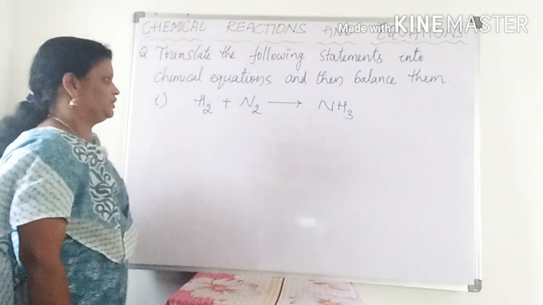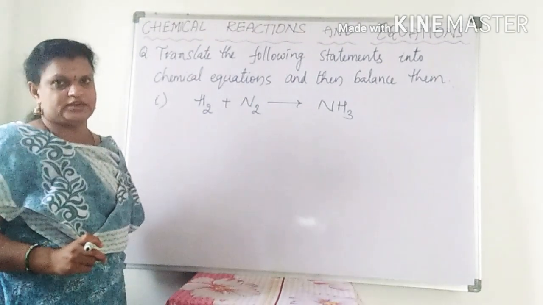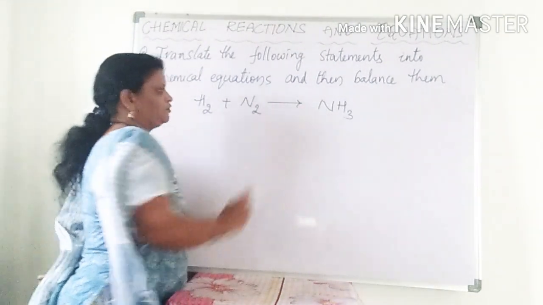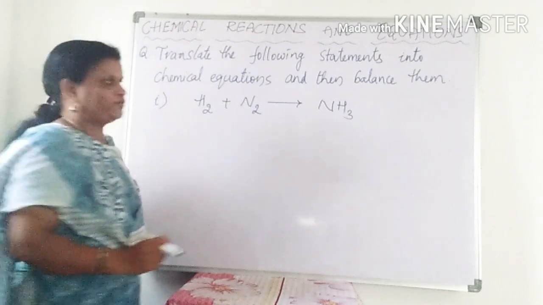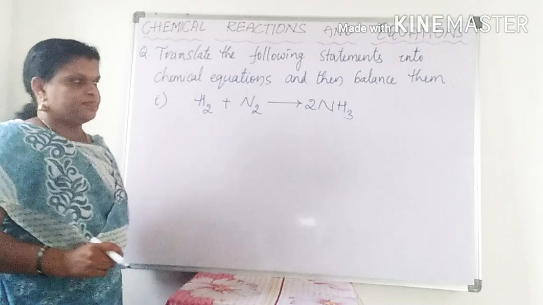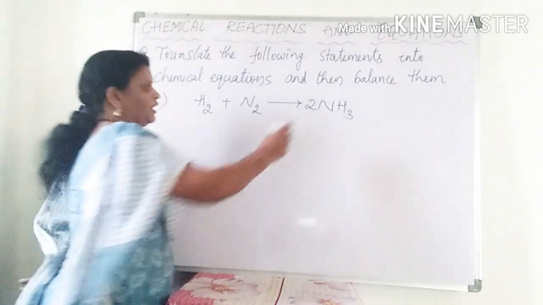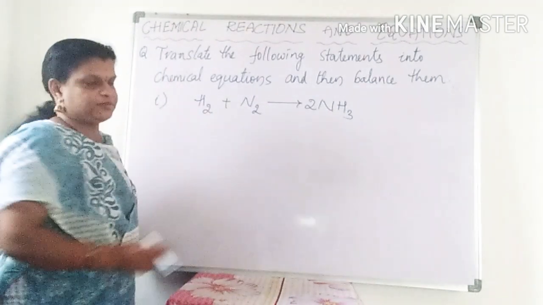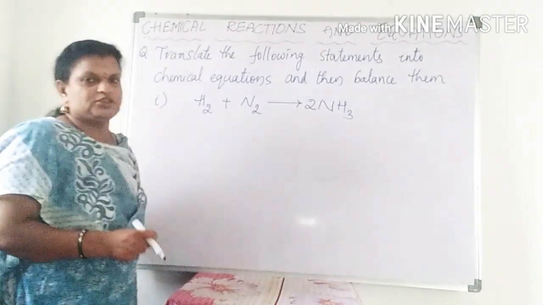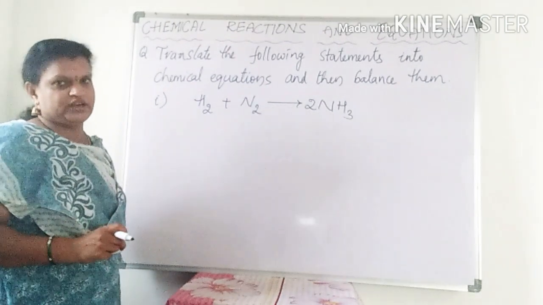So what we have to do here? Just observe, we have two nitrogens on the reactant side. On the product side, only one atom is there. So just write 2 before NH3. Then, if you balance nitrogens, it's not sufficient actually. Hydrogens also have to be balanced, because on the product side there are 6, and on the reactant side, only 2 atoms are there.